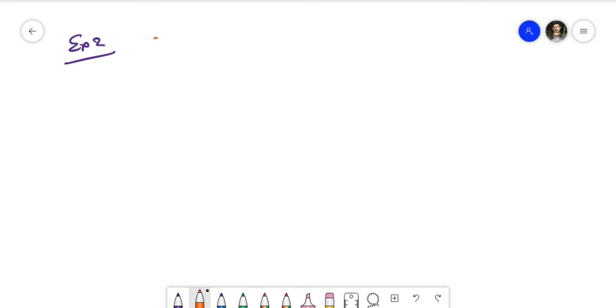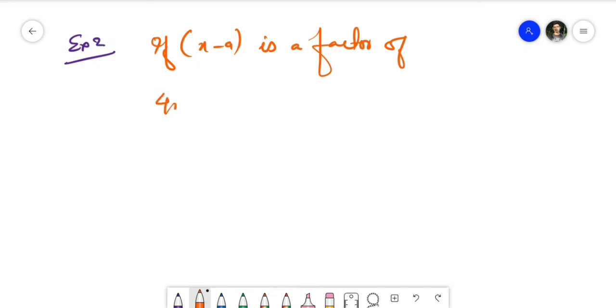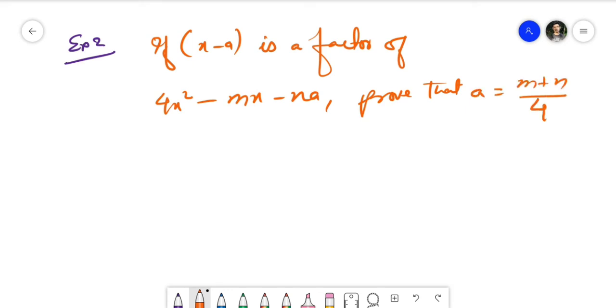The question is like this: if x minus a is a factor of 4x squared minus mx minus na, and you need to prove that a is equal to m plus n by 4. You see, I'm doing all such extra examples so that you can understand the concept of this one, and you can do the exercise by yourself.